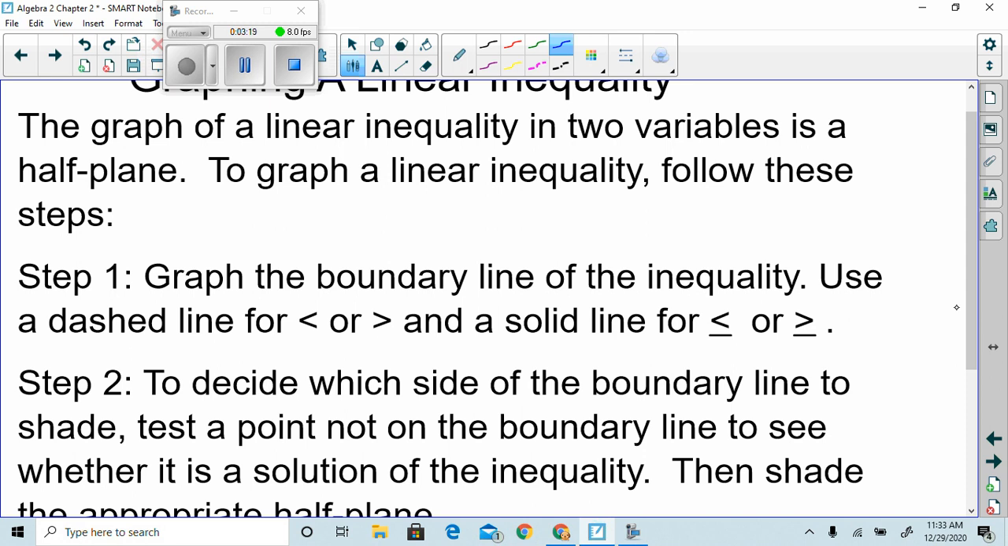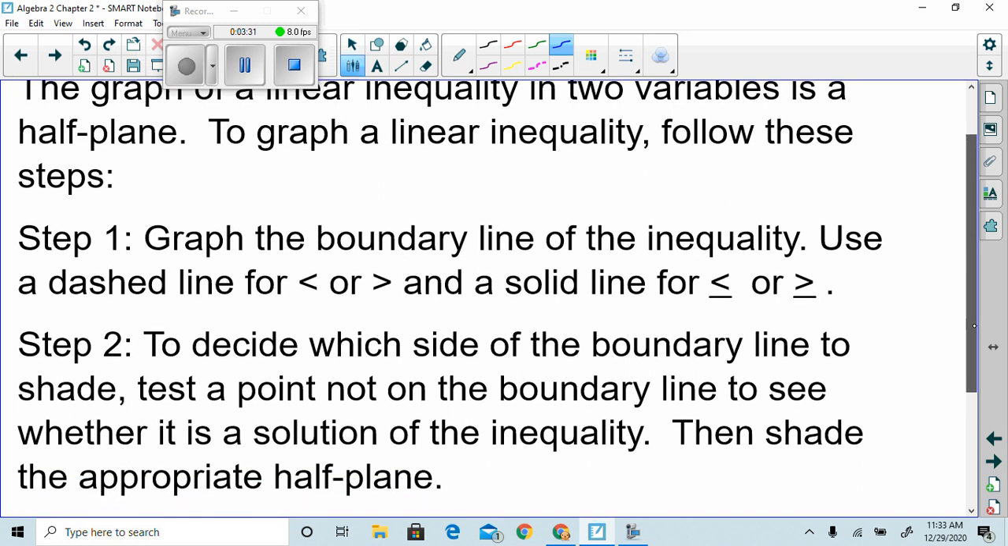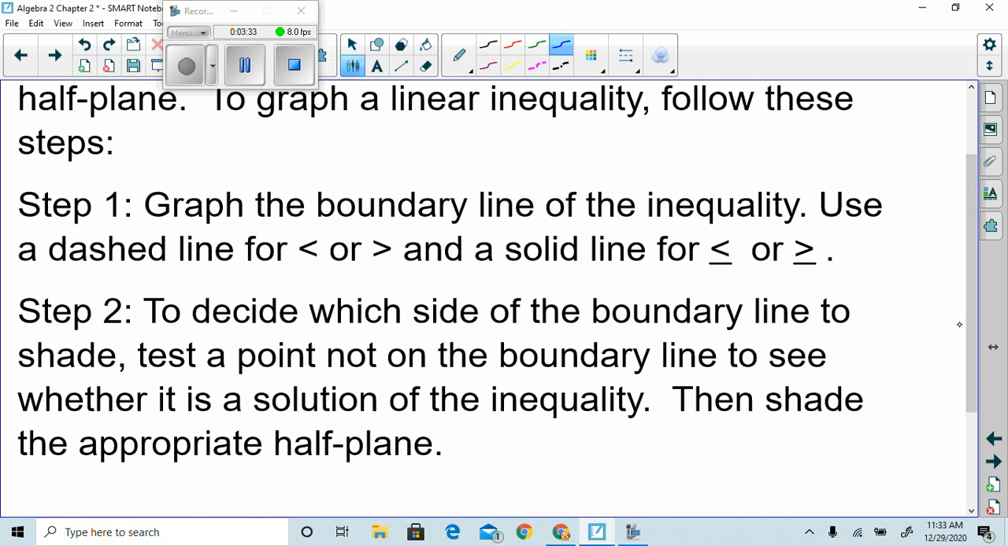If it's a less than or greater than inequality, we'll have a dashed line. If the inequality is less than or equal to or greater than or equal to, it will be a solid line. From there, we need to decide which portion of the boundary line we need to shade, and then we'll test out a point to find out which side to shade.